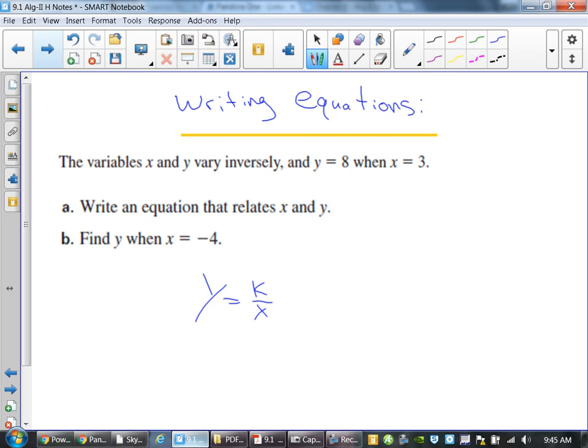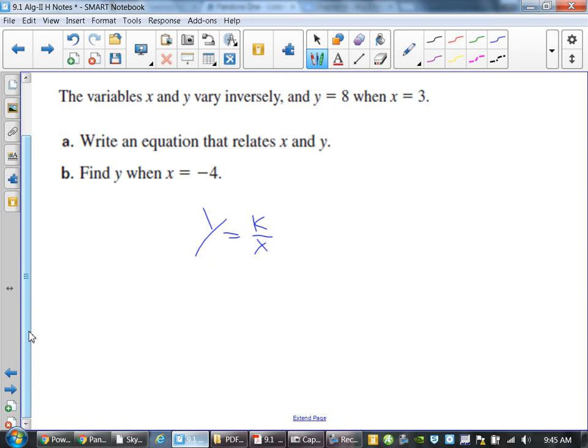And then they give you y and x. So what do you think you do with y and x? Substitute. So 8 equals k over 3. Therefore, what is the value of k? 24. Good. Which means that the generic equation would look like y equals 24 over x.